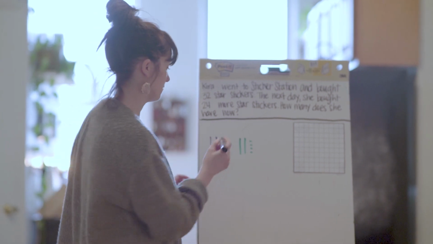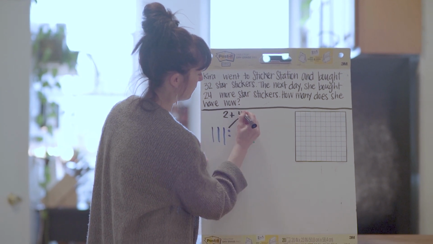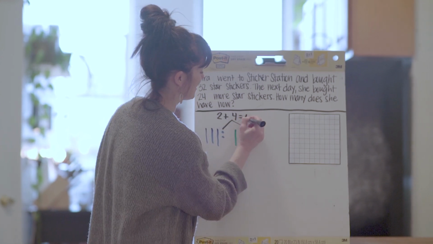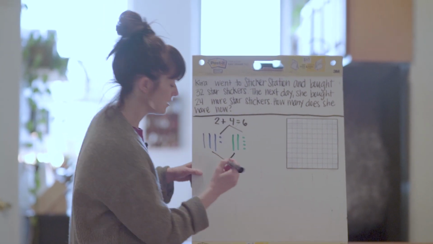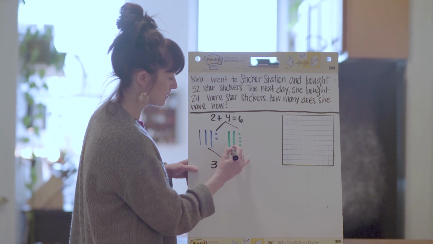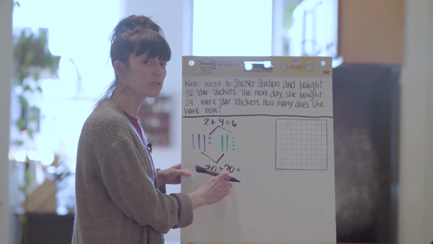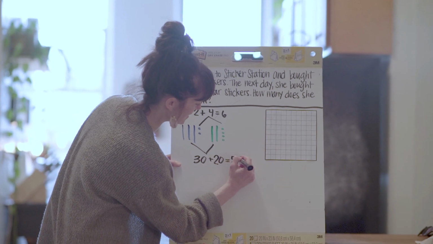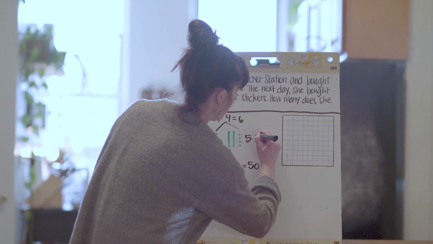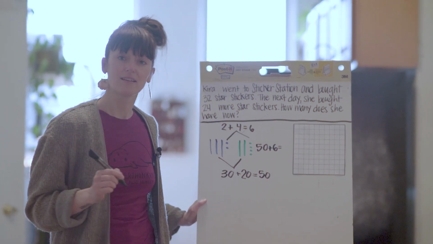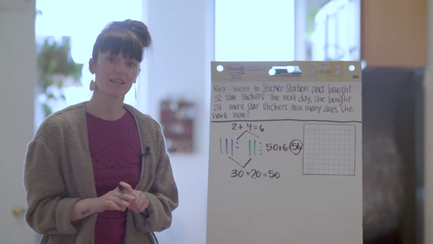Well, I like to add my ones together first. So first I'm going to say 2 plus my 4 is equal to 6. Then next, I would add my tens together. So I know that 3 tens is equal to 30. So I would say 30 plus 2 tens, which is equal to 20. And 30 plus 20 is equal to, that's right, 50. So now that I've done that, I need to add these two together to get my total. So I have 50 plus 6 is equal to, you said it, 56. So Kira has 56 star stickers altogether.